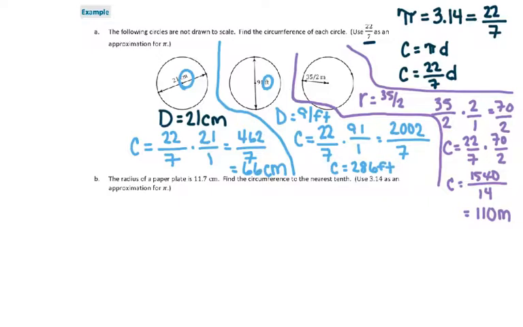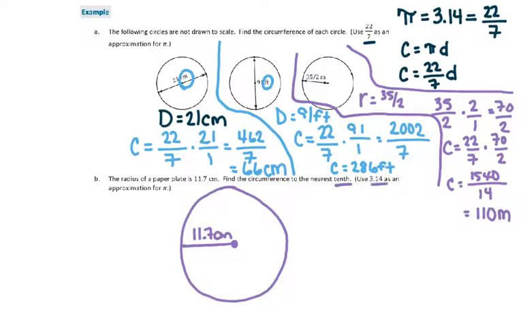So they say the radius of a paper plate is 11.7 centimeters. And if we were to draw that out, let's pretend that this is our paper plate. So what we're saying is from this point to the center of our circle, that is 11.7 centimeters. That's what we know. Find the circumference to the nearest tenth. And we're using 3.14 as an approximation for pi.